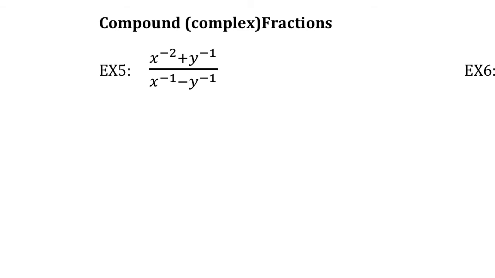So I'm going to deal with all these little negatives. Okay, so that x to the negative 2 is the same thing as 1 over x squared. And then we have y to the negative 1, that's the same thing as 1 over y. Then in the denominator, x to the negative 1 is the same thing as 1 over x. And then we'd have 1 over y.